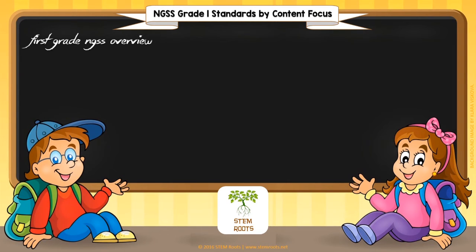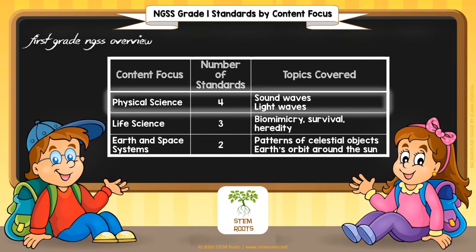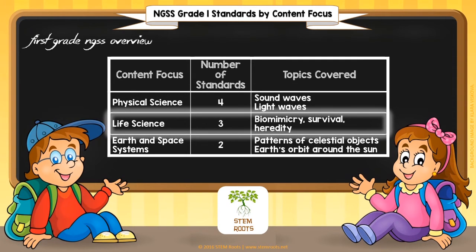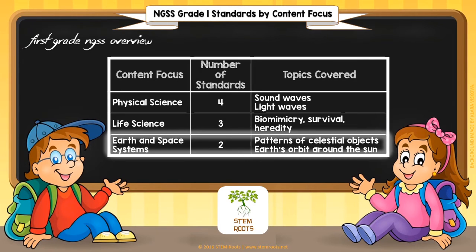Let's take a closer look at the first 3 sets of standards covered in first grade by content focus. First grade covers physical science. There are 4 standards and they cover sound waves and light waves. Life science has 3 standards covering biomimicry, survival, and heredity. And there are 2 Earth and space system standards. They cover patterns of celestial objects and Earth's orbit around the sun.